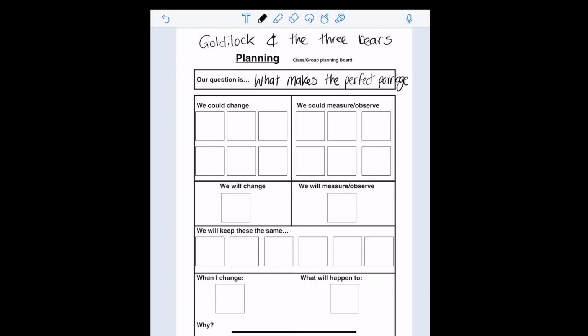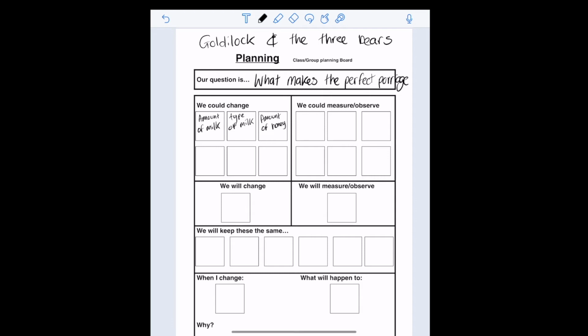Looking at the first section, it says we could change, and there are 6 little boxes. These 6 little boxes represent the variables, things that we could change around to make the perfect porridge. Now it's really important that we discuss and have this conversation with our children to help them fill it out.